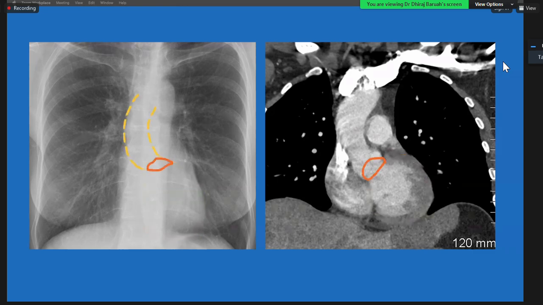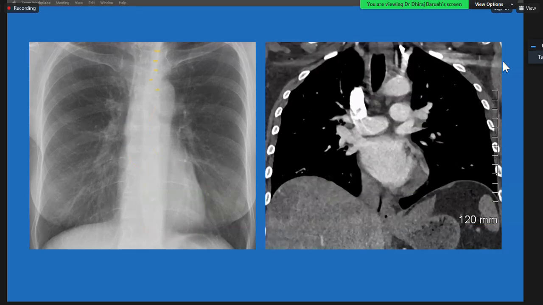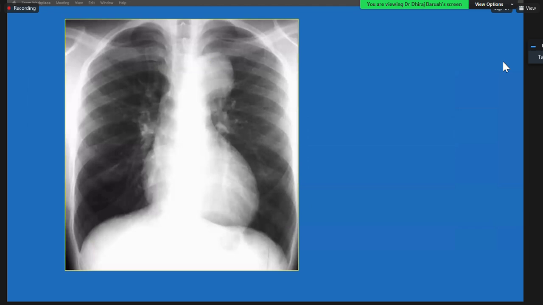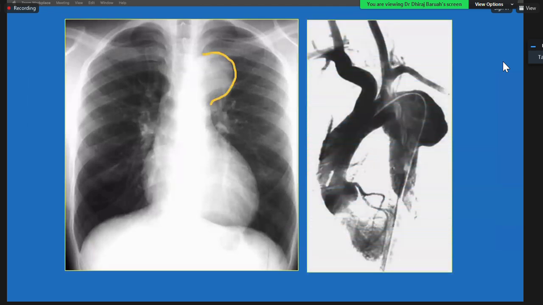Then you have the aorta here, the aorta with great vessels, the aortic arch, and then the descending thoracic aorta. If you look here, the aortic arch outline is enlarged, so this is an aortic aneurysm.